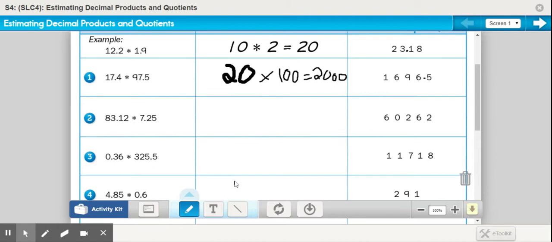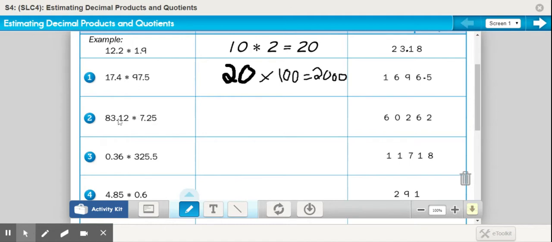Let's try another one. Number 2. If you'd like to try one on your own, you can always pause the video, complete the problem, and then play the video to see if you got it right. Remember, these are estimates, so your estimate may be a little bit different than mine, but as long as you place the decimal in the right place, you are fine.